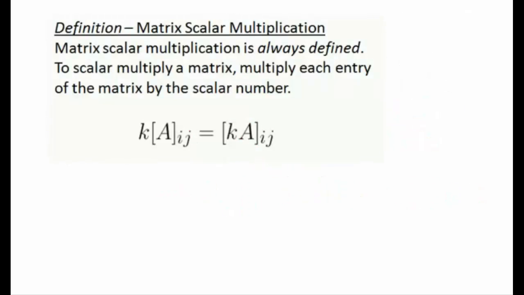The next operation that I'm going to show you a couple examples of is called scalar multiplication. Unlike matrix addition, matrix scalar multiplication is always defined. We don't have to worry about the sizes of the matrices that we're going to be multiplying. If we would like to scalar multiply a matrix, the idea is we take every entry of the matrix and multiply by the scalar number. Here I'm representing the scalar number as k. And once more, this expression represents the entry in row i, column j of matrix capital A.